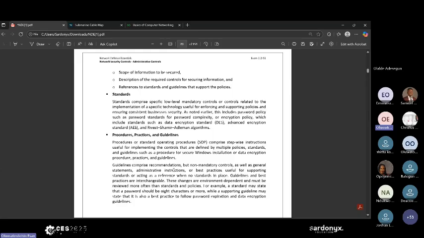So guidelines also comprise recommendations. They comprise recommendations and also non-mandatory controls, as well as general statements and administrative instructions or best practices. But they are stepwise instructions of how to implement a particular control. Now, let's give a simple example of this. A standard may state that a password should be 8 characters or more, while a supporting guideline may state that it's also best practice to follow password expiration and data encryption guidelines.